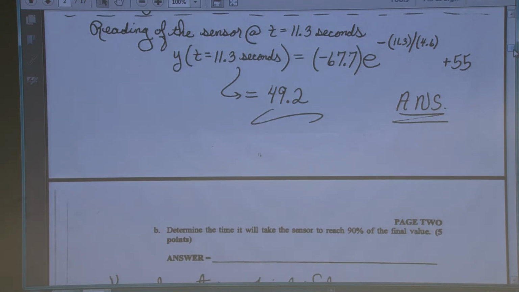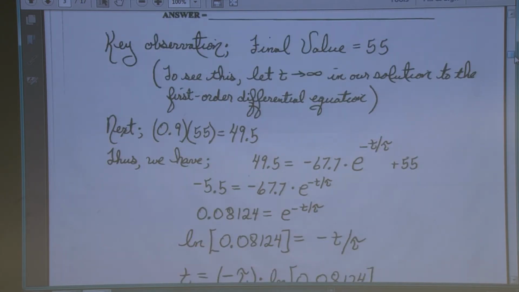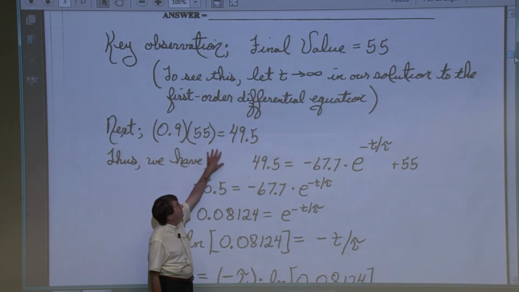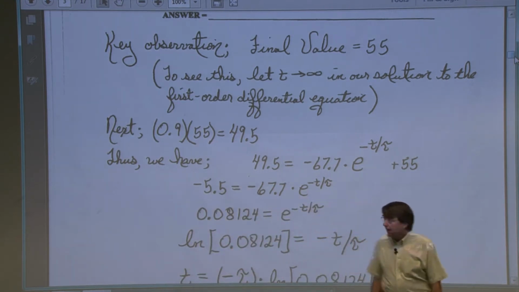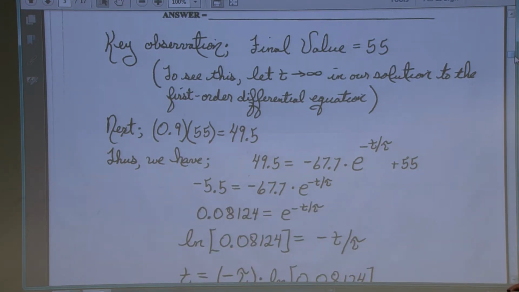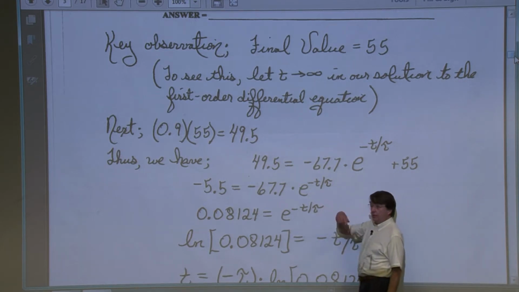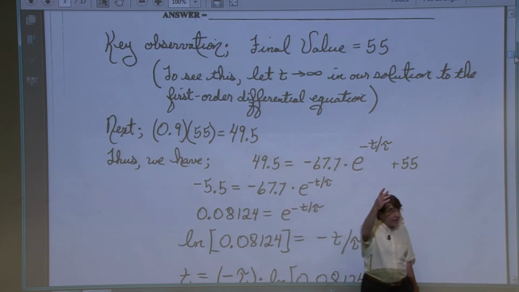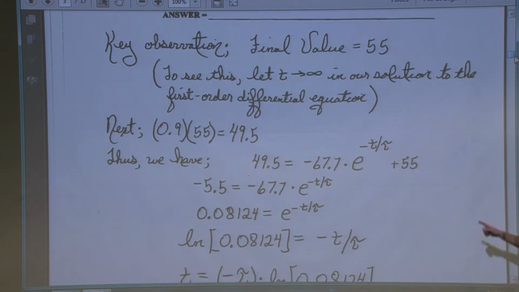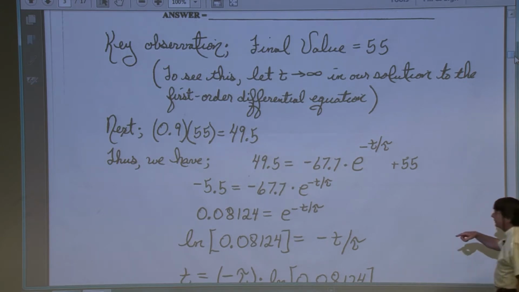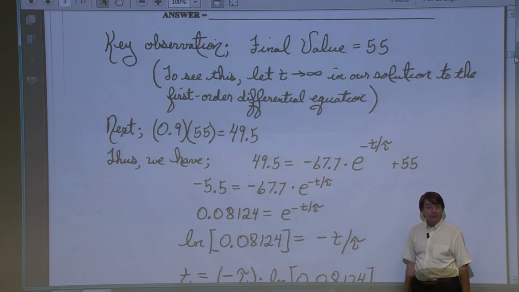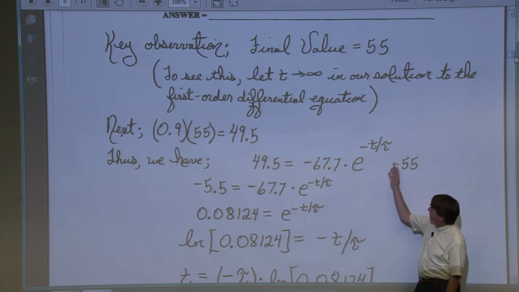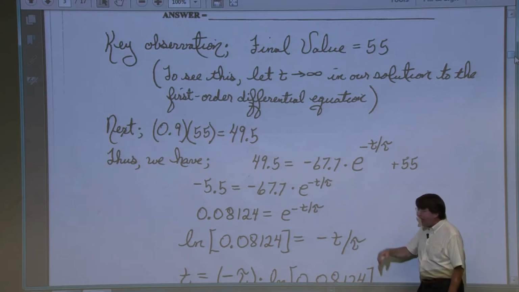So I say, okay, I think I can do this. Final value is 55. 0.9 of 55 is 49.5. And then I go back to the equation that I had in part A, and I now put that the output is 49.5. That's 90% of the final value. And I know everything. Tau was given, same tau, except t. So I step you through this. We subtract, we divide, we take the natural log.